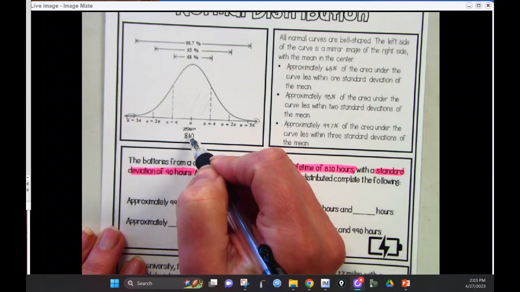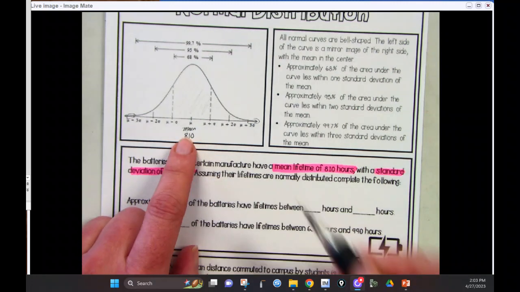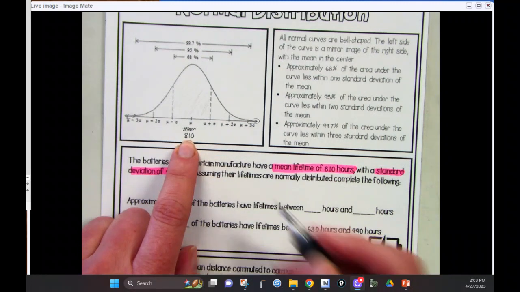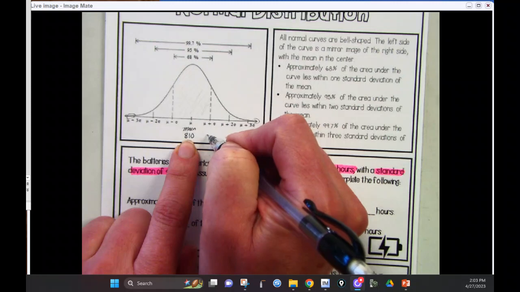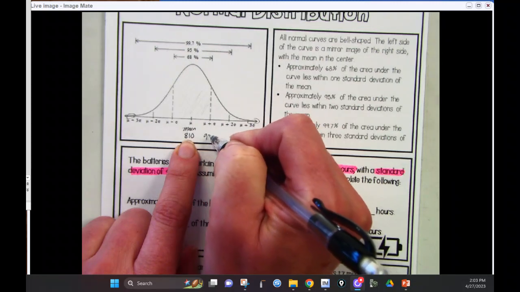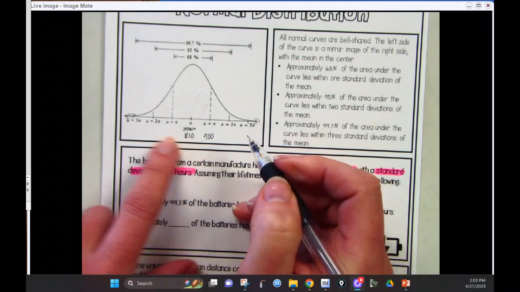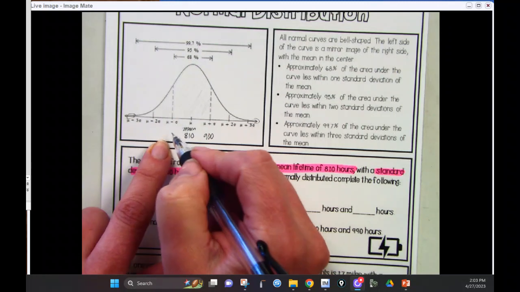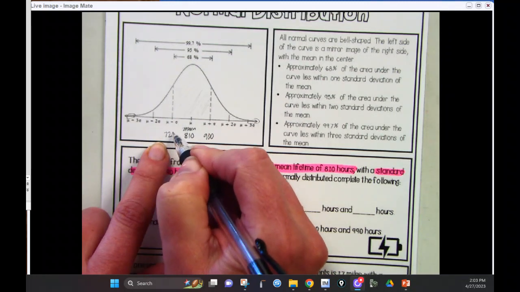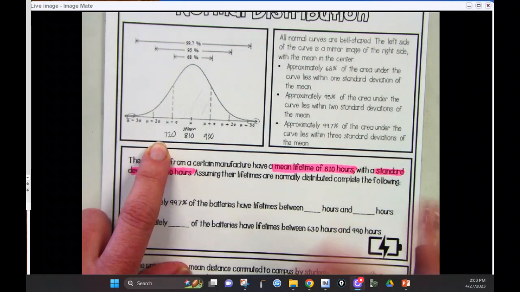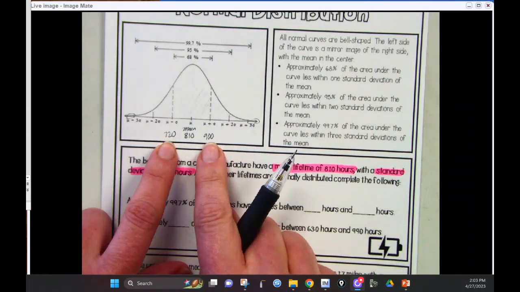So if I'm going one standard deviation away, this battery lasted for 810 hours. One standard deviation, those batteries lasted for 900. See how I just added 90? So let's take away 90 on the other side. That would be 720. So 68% of my batteries have a lifespan of between 720 and 900 hours is how we would read that.